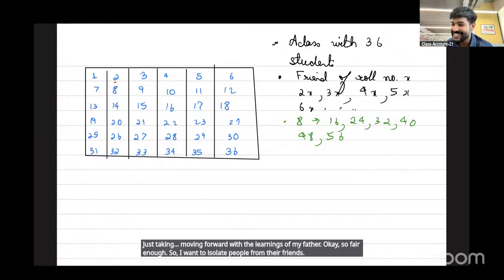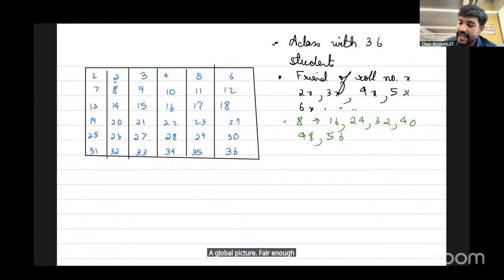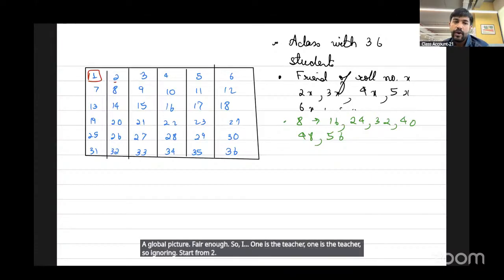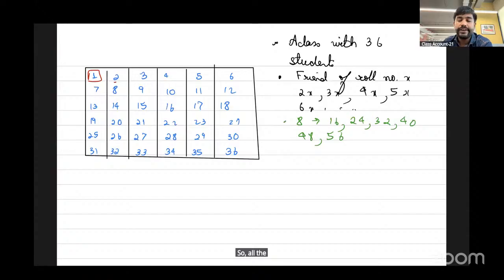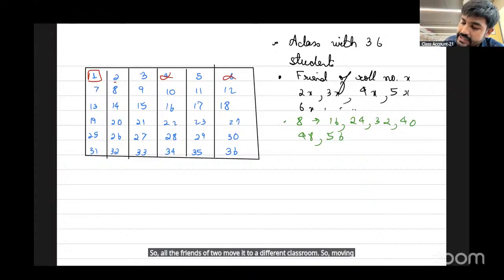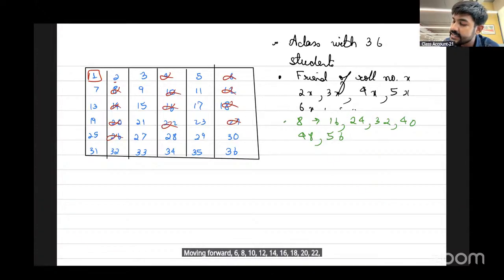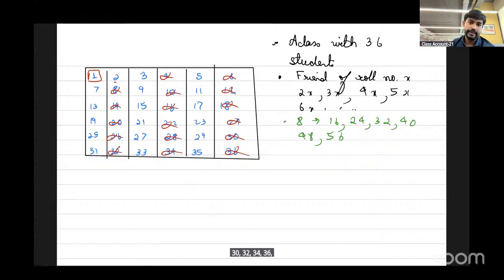A cruel teacher. Fair enough. So 1 is the teacher, so ignore it. Start from 2. All the friends of 2, move them to a different classroom. So moving 4, 6, 8, 10, 12, 14, 16, 18, 20, 22, 24, 26, 28, 30, 32, 34, 36 to a different classroom.